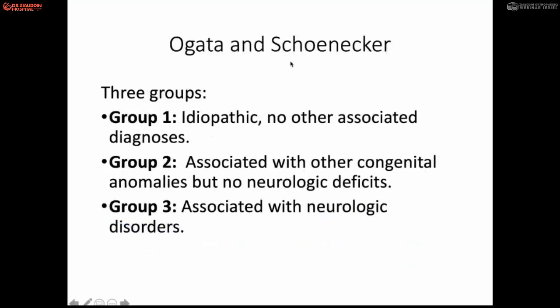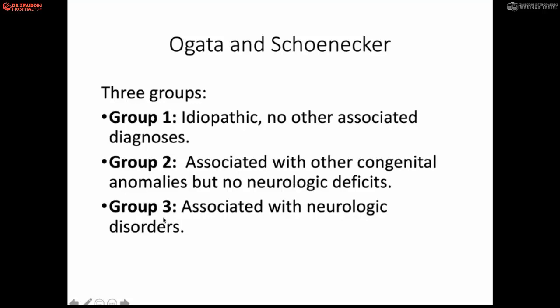Then there is the Schoenecker-Agata classification. They divide it into 3 groups. Type 1 is idiopathic, with no other associated diagnosis or deformity along with the idiopathic deformity. Then type 2 is when it is associated with other congenital abnormalities but no neurodeficit.